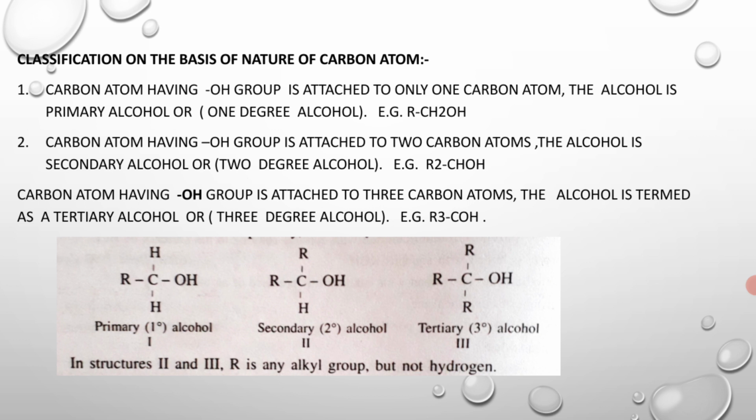As the figure represents here below, the 1 degree alcohol, 2 degree alcohol and 3 degree alcohol, where hydrogen atoms were replaced by alkyl group from 1 degree to 3rd degree. All the hydrogen atoms attached to the carbon which is bonded with hydroxyl group are replaced by alkyl group.